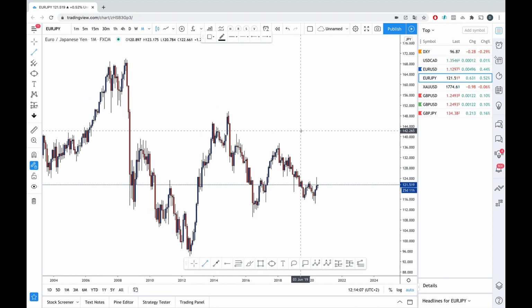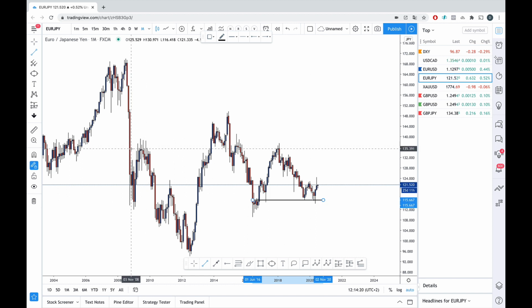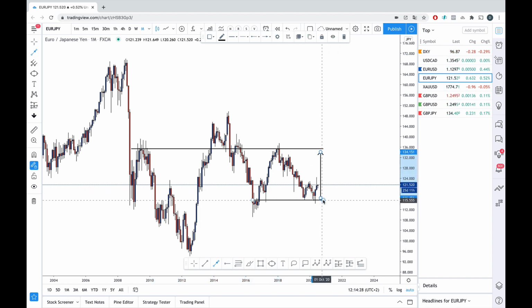So I usually start with the monthly time frame in order for me to get a view of the bigger picture of this specific currency pair. So I can definitely spot here this support level and this resistance. So for me, I see EURJPY going long from this support level to this resistance.